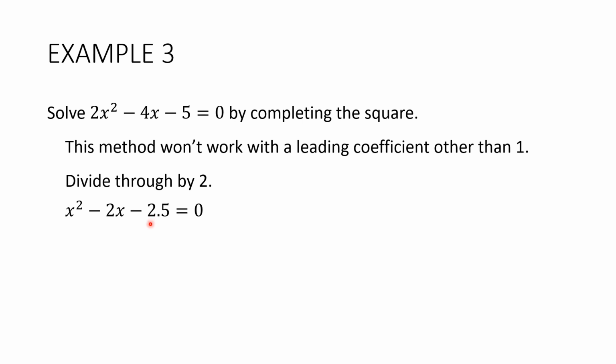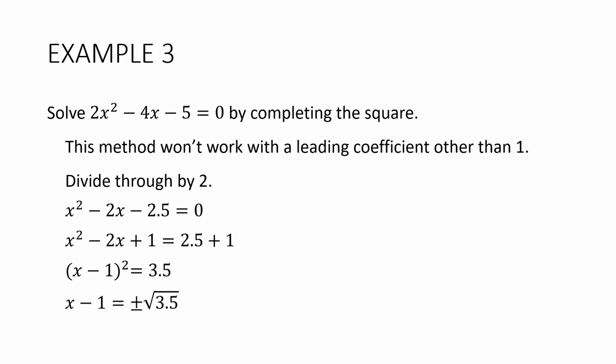Take this 2.5 over the other side and complete the square. So here's the term in x, halve it, square it, gives me 1. Do that to both sides. Complete the square here is x minus 1 all squared, and that's equal to 3.5. Do the square root of both sides, don't forget the plus or minus, and move the 1 over. There's our answer.